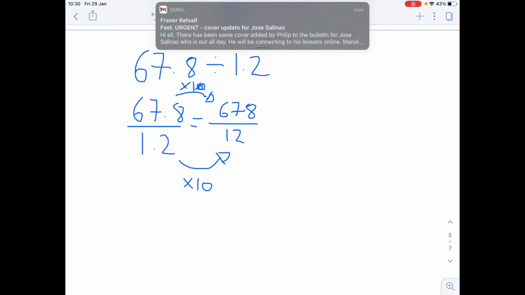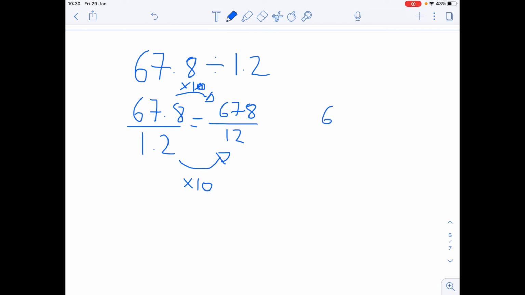So take your mind back to 678 divided by 12. And if you remember how to divide, you need to start. 6 divided by 12. Can I divide 6 by 12? No. So I'm going to put a 0 there and then look at 67. Can I divide 67 by 12? Indeed I can. So how many 12s go into 67? Well, the answer is 5, because 5 12s is 60, with a remainder of 7, because from 60 to 67, I've got a remainder of 7, which I'm going to write there, little number.